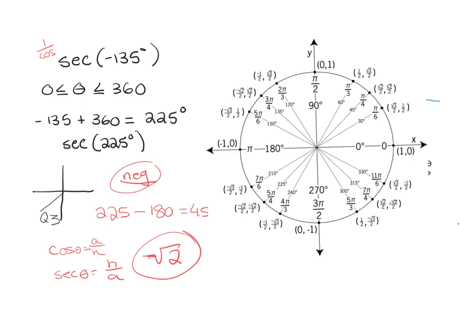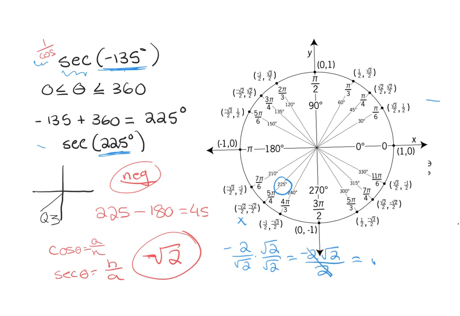Okay, and if we were to use the unit circle, well, we'd still have to know that negative 135 is coterminal with 225. So for 225, we have to know that secant corresponds with cosine, which is x, and then we know it's the reciprocal, so it would be negative 2 over the square root of 2, and then we'd have to rationalize the denominator, so that's negative 2 square root of 2 over 2, and those cancel, so negative square root of 2. So that's using the unit circle method.